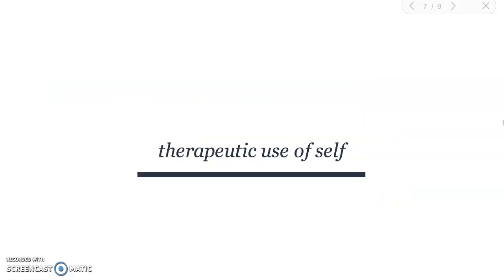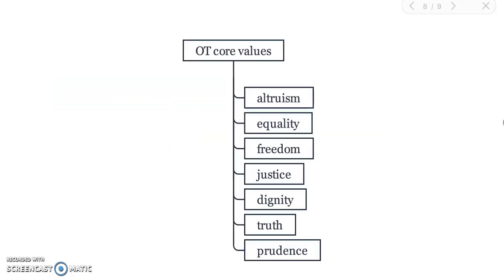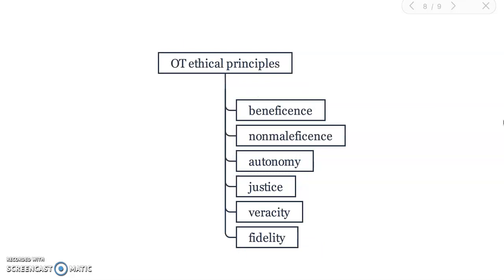So to wrap up this chapter, we talk about therapeutic use of self. There are seven OT core values: altruism, equality, freedom, justice, dignity, truth, and prudence. And we have six OT ethical principles that you should review for the exam: beneficence, non-maleficence, autonomy, justice, veracity, and fidelity.